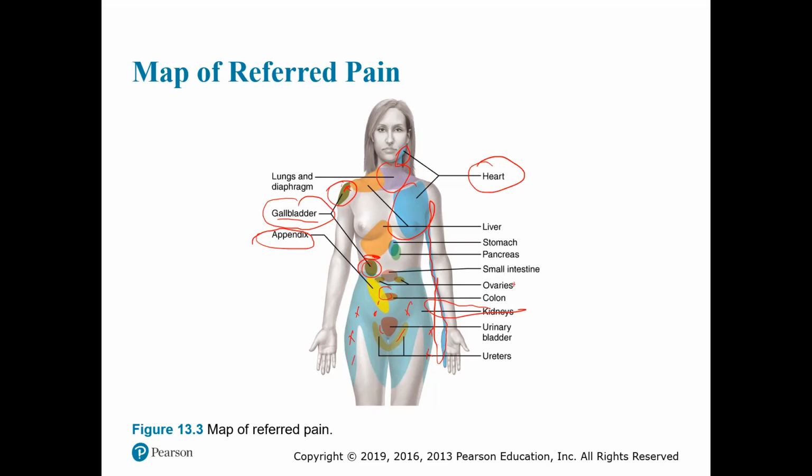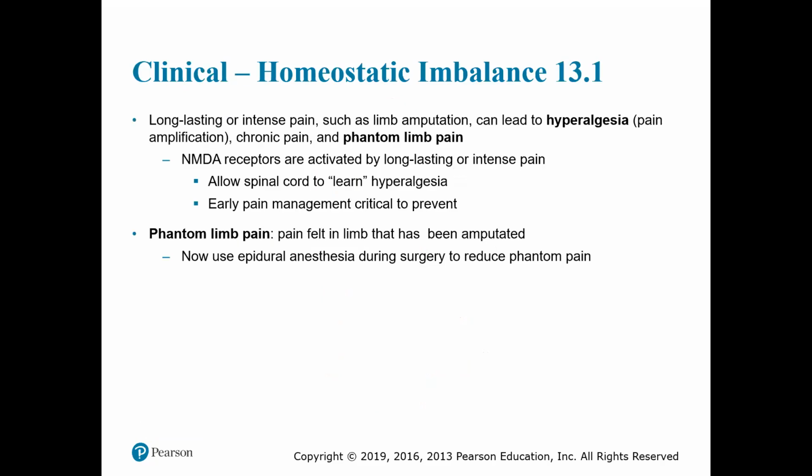It's a mapping. Of course, you don't have to memorize this, but remember the ones I said: the heart and the gallbladder, and appendix, of course, because it's in the right lower quadrant, which you told me on the first exam. And urinary, yeah.